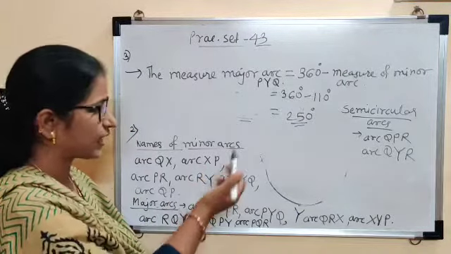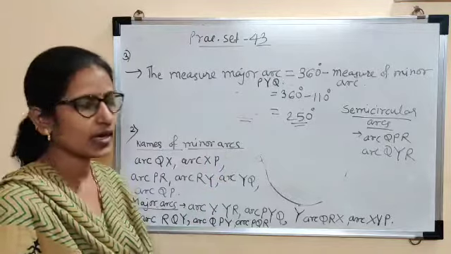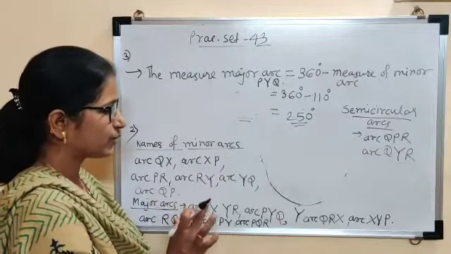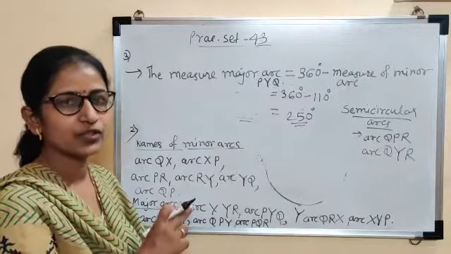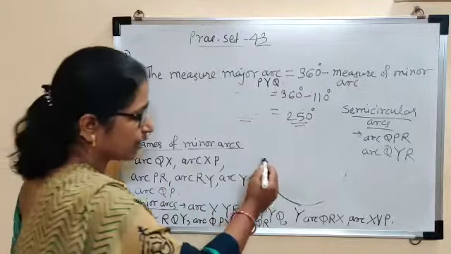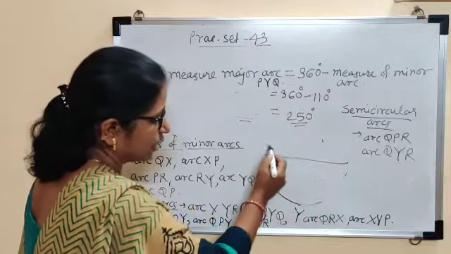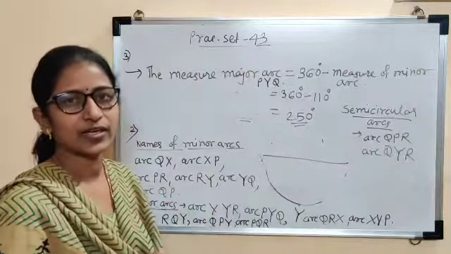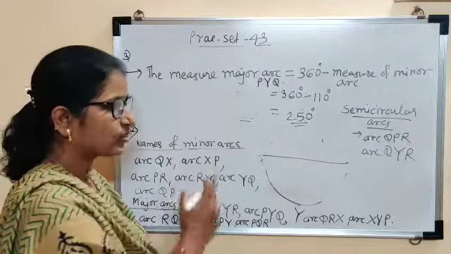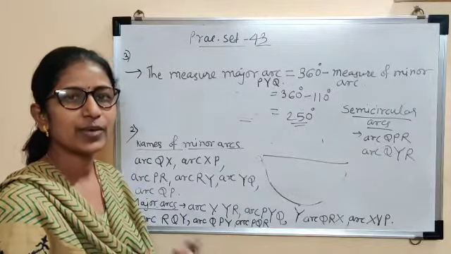And one more thing: minor arc, major arc and semicircular arcs. It's very simple. Minor means smaller, major means bigger. It should be bigger than at least the middle of this. This is the semicircle. Bigger than this semicircular arc is called a major arc, and smaller than this, a minor arc.